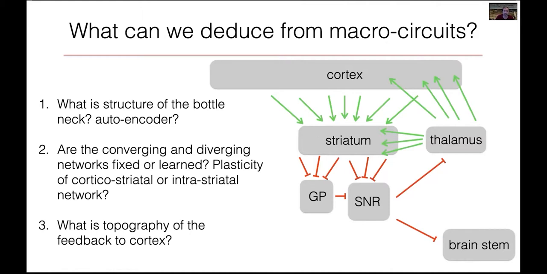Since the thalamic innervation seems to come back to layer 1, it has the potential to modulate vast aspects of cortex and probably does not meet this kind of point-to-point topography that I suggested earlier.